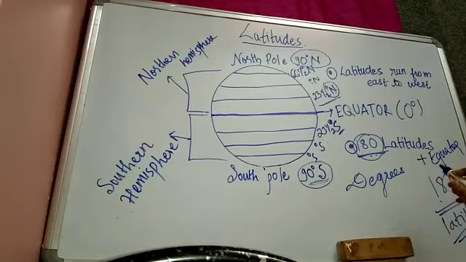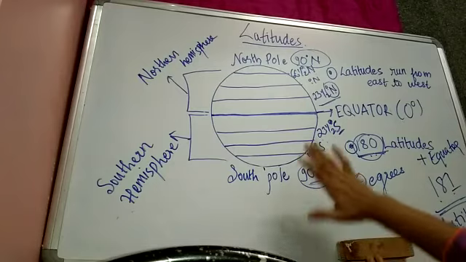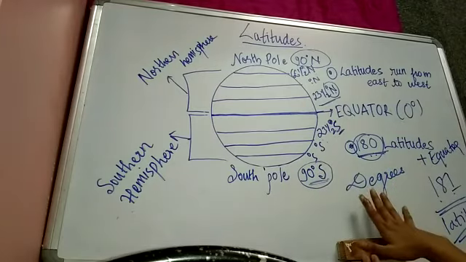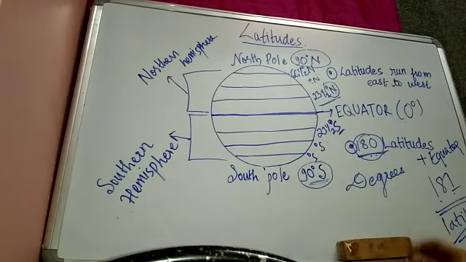So this was all about today's class. In tomorrow's class, let us learn about the important latitudes. What are the important latitudes? I have told you there are about 181 latitudes, but we'll be learning only the important latitudes in this chapter. Thank you.